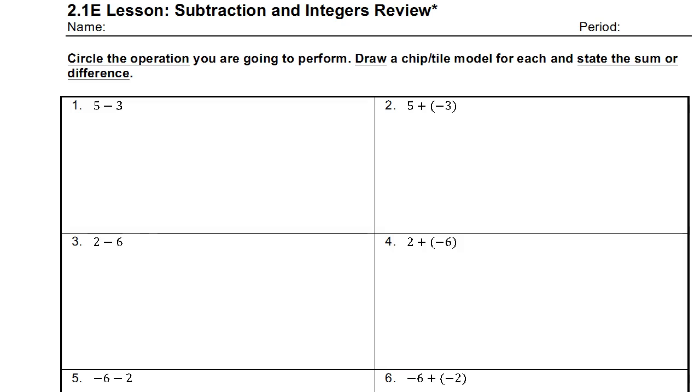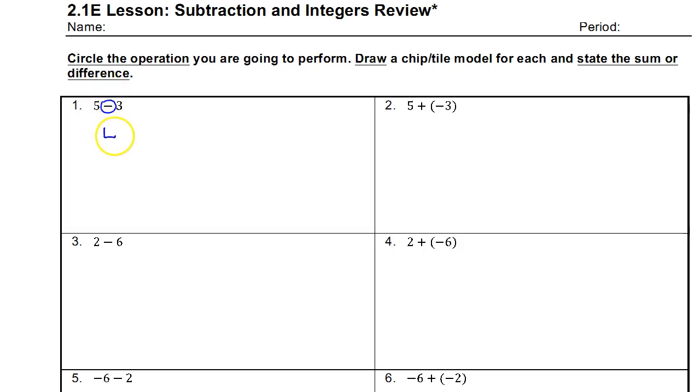So for numbers 1 through 6, they ask us to circle the operation we're going to perform and draw a chip model for each. And of course, we want to state the sum or difference once we have our model to look at. So for number 1, I'm going to circle the operation we are subtracting.